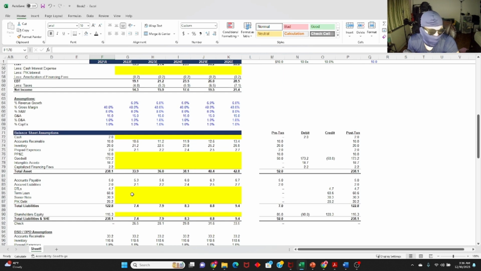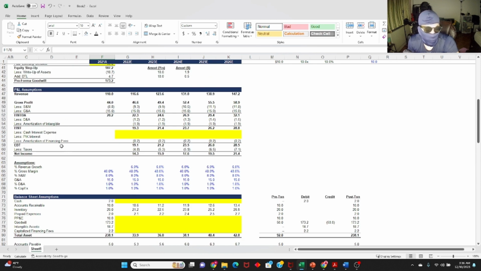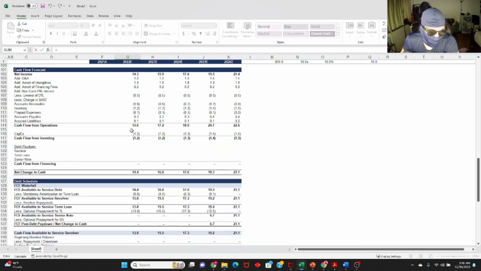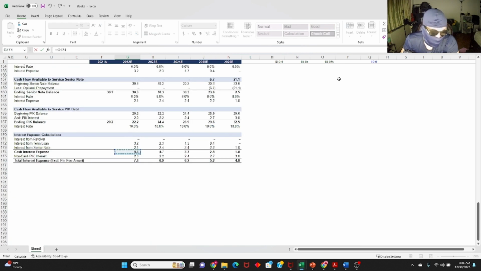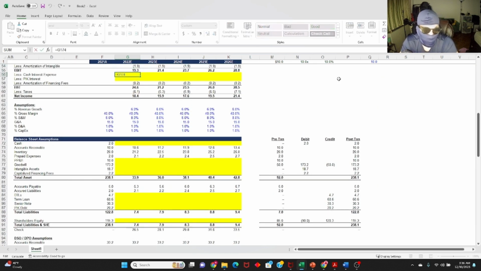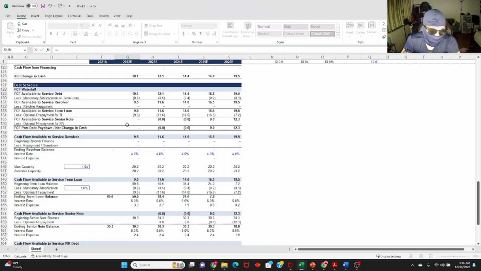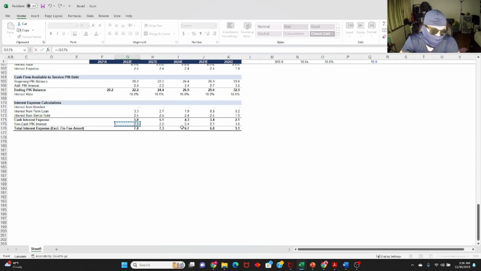So basically the remaining thing we have to do is link together the cash flow statement, the P&L, and the balance sheet. We're going to start off with the P&L. Here, now you have your cash interest expense, right? Which is down here. You're going to link that here. You're going to make it negative. And you have your PIK interest, which is also going to be negative. And I'll link that to your PIK interest right here.